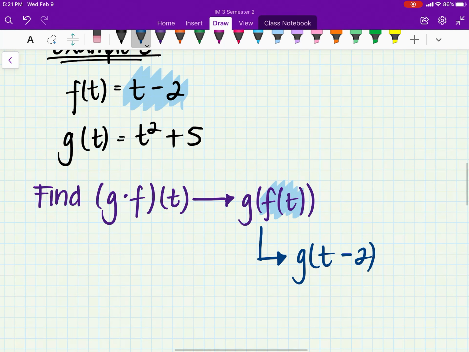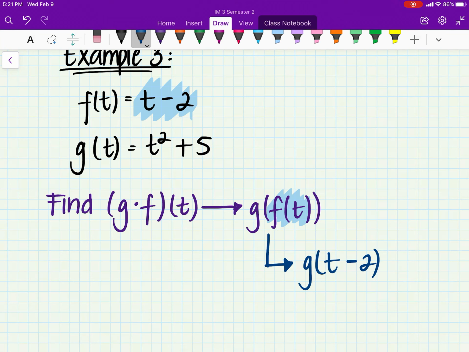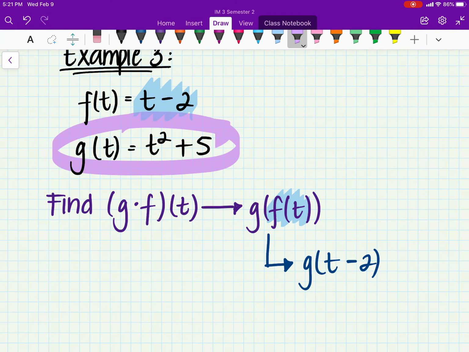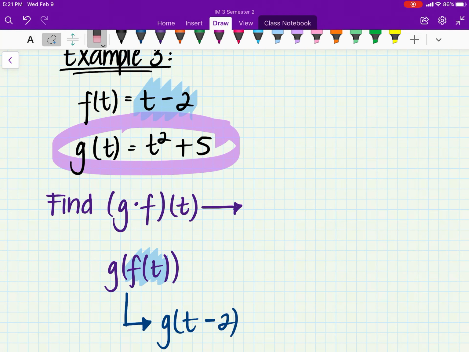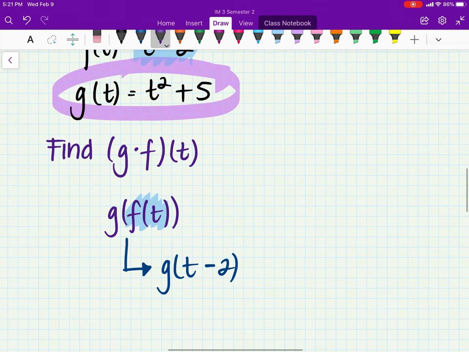So what this is telling me is that wherever I see a t in g of t, I have to substitute it for t minus 2. So let's go ahead and do that here. And let me actually just move this around, move this on this side, and bring an arrow down here. So this is actually that there. Okay. So let's go ahead and do that with g of t now.